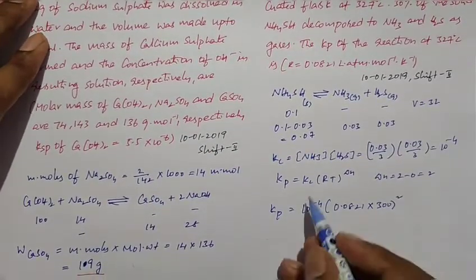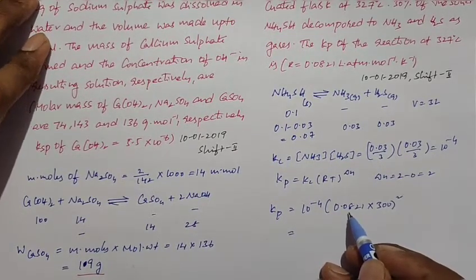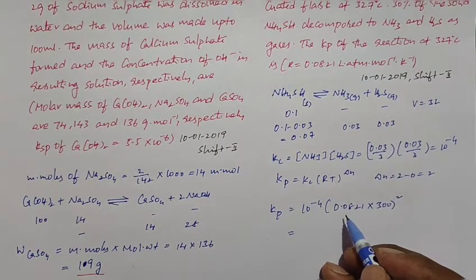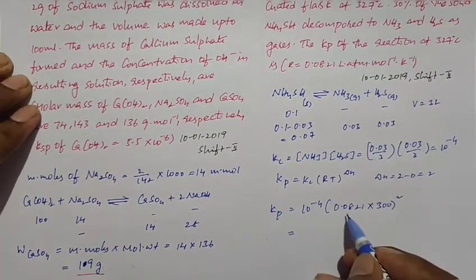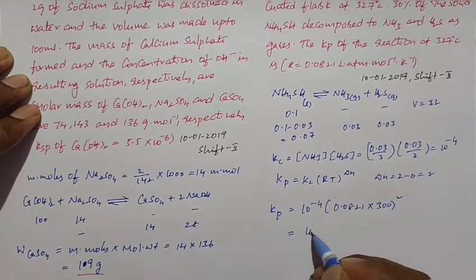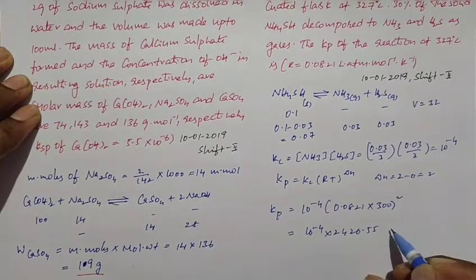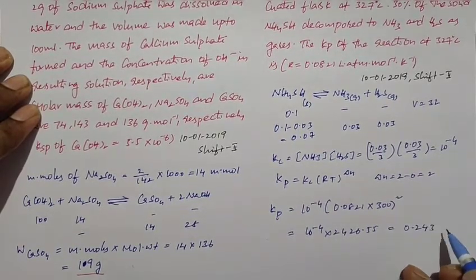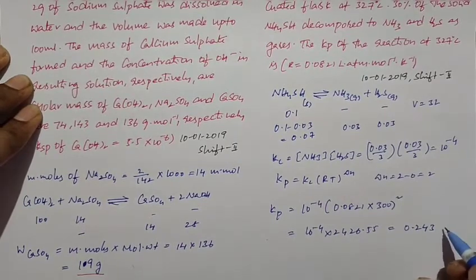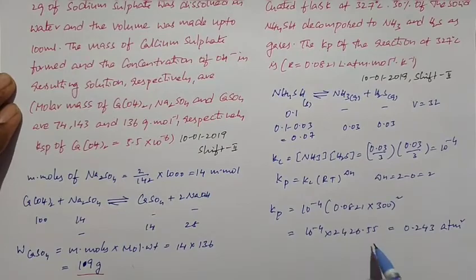After simplification of these factors, we get 10 power minus 4 into 2426.55. So after simplification we get 0.243. This is the Kp of the reaction, with units of atmosphere square. So this is the final value. That's all. Friends, this is the next question.